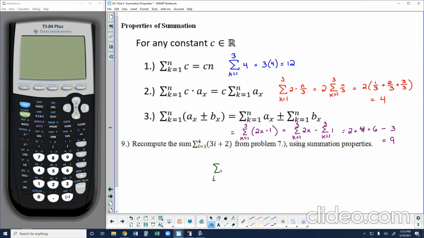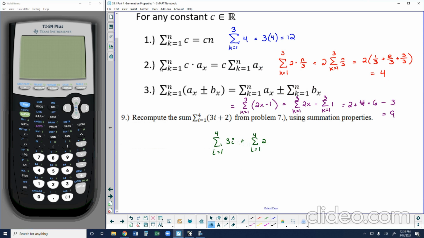So I have the summation of i starting at 1 and ending at 4 of 3 times i, and now I can add the summation of 2 starting at 1 and ending at 4. Now, I also may notice that I have the second property here with this first sigma, so I can split this up. I have a constant times the variable here, so I can rewrite this as 3 times the summation from 1 to 4 of i, and then still having the summation of 2 from 1 to 4.